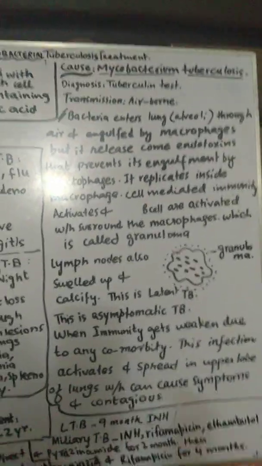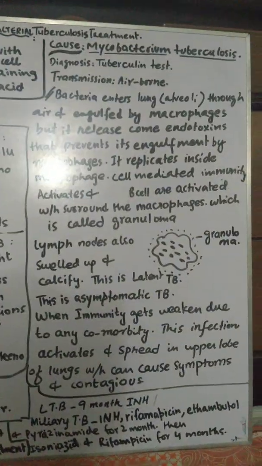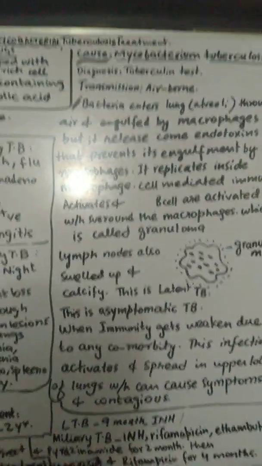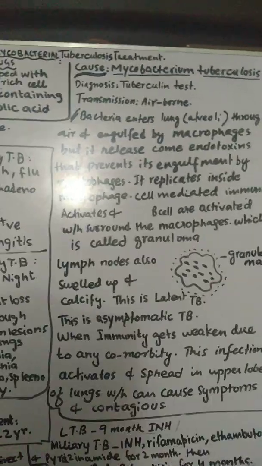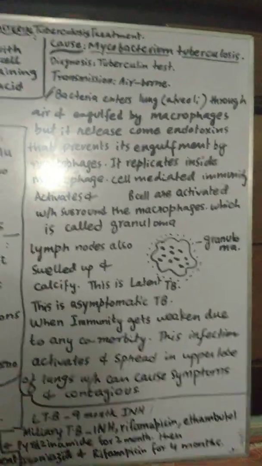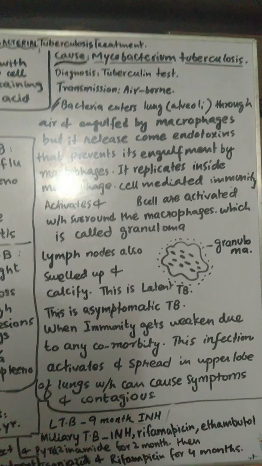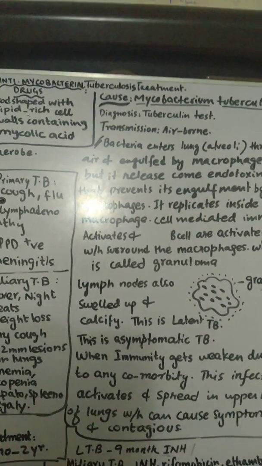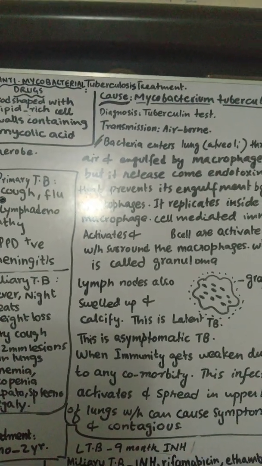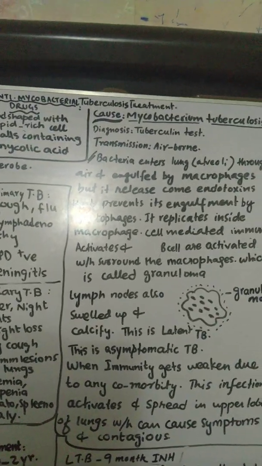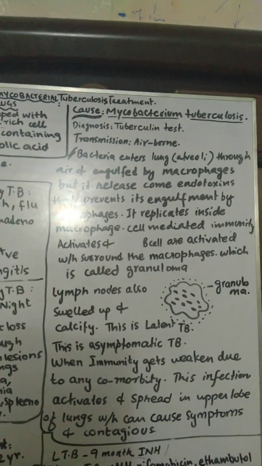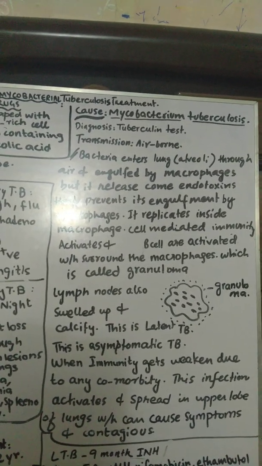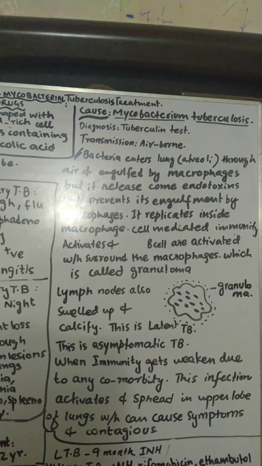When it enters the lung, they go into the alveoli and are then engulfed by macrophages which are present in the alveoli. But in macrophages, the bacteria releases some endotoxin that prevents its destruction by macrophages. It replicates inside the macrophages.